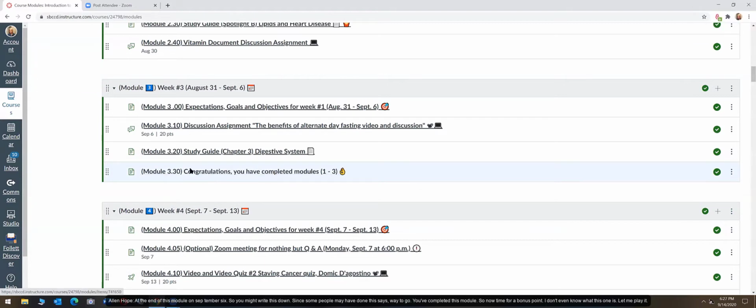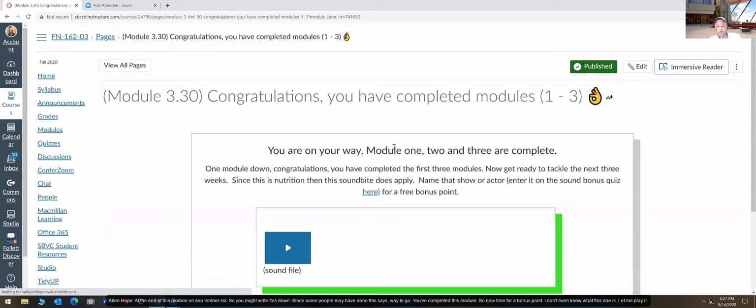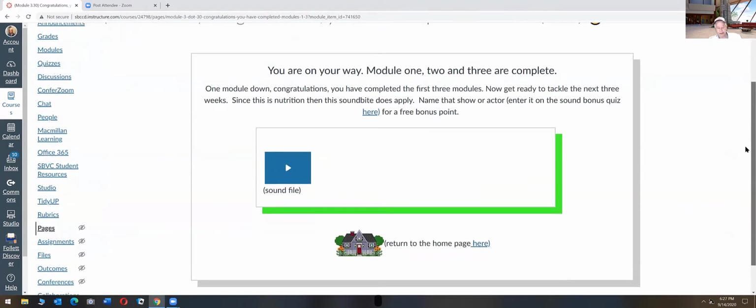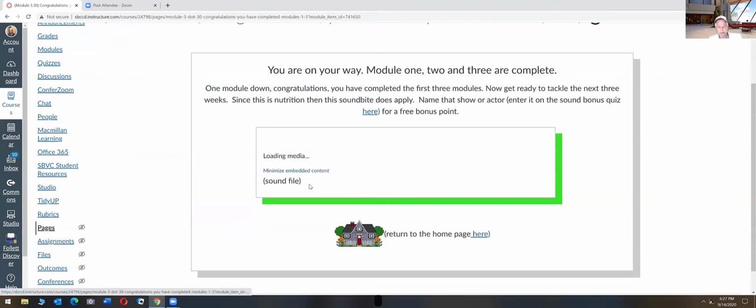So at the end of this module on September 6th, so you might write this down, since some people may not have done this. It says, way to go, you've completed this module, so now time for a bonus point. I don't even know what this one is. Let me play it.